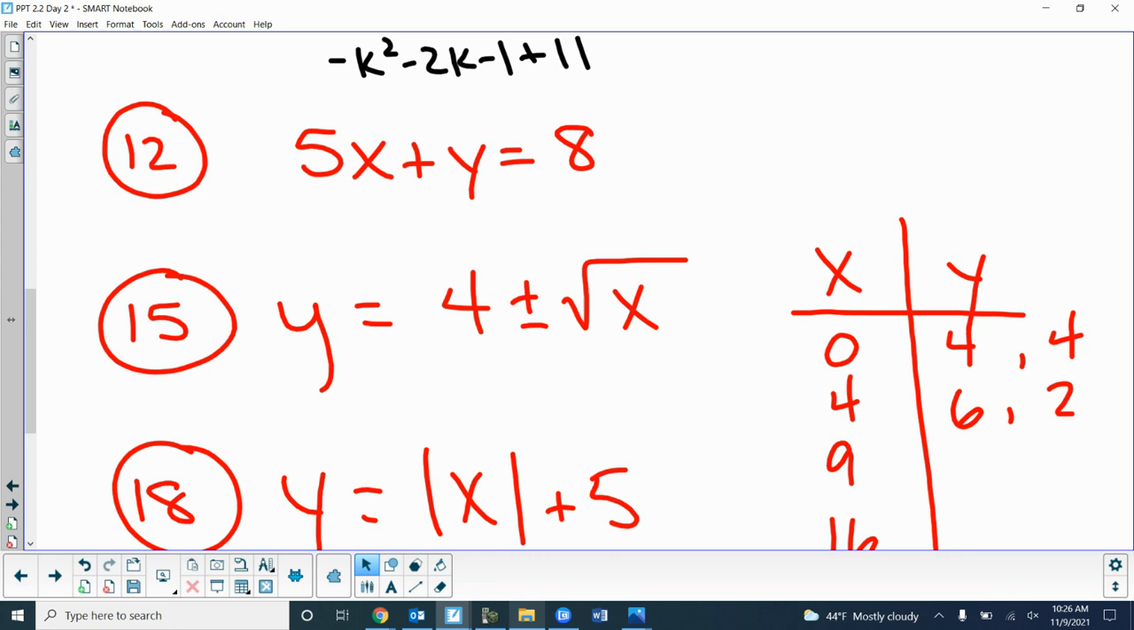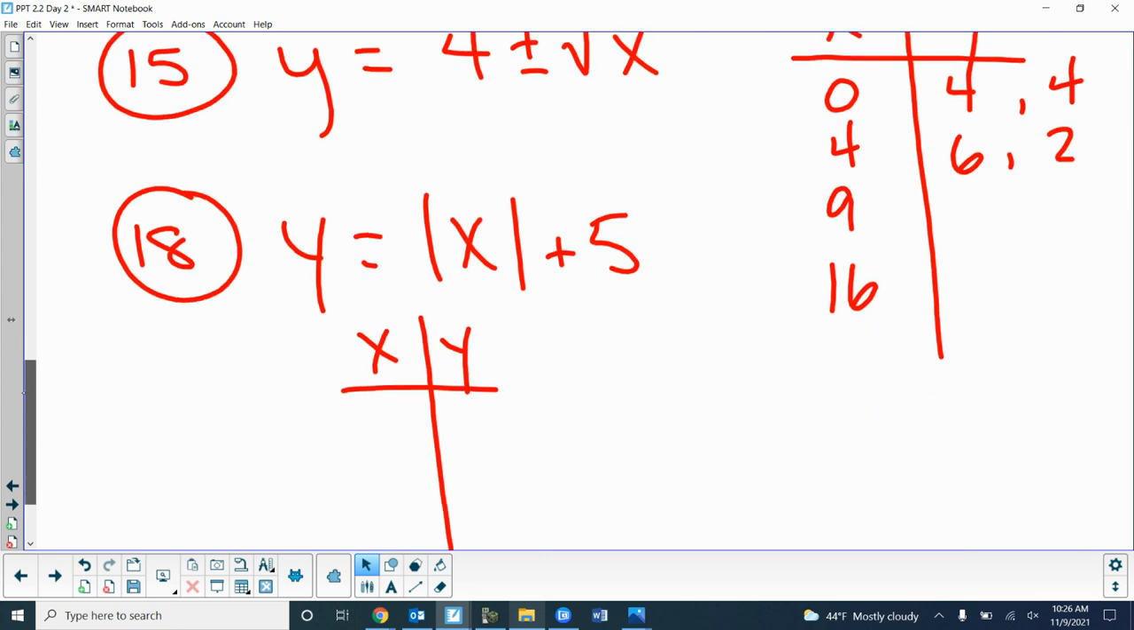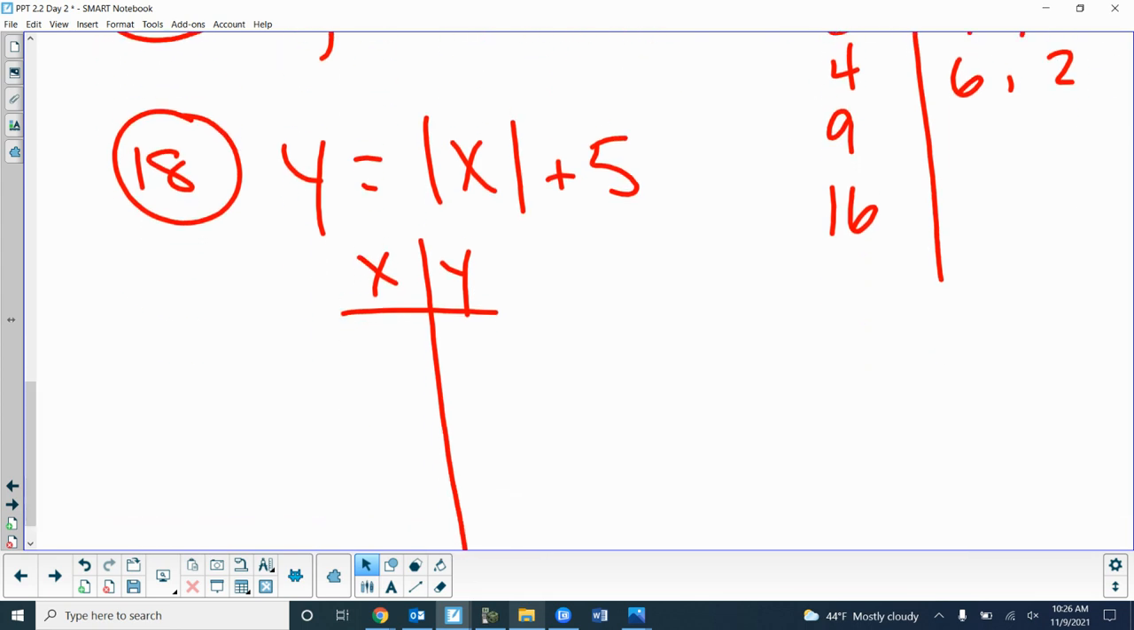But right here, when I put 4 in place of the X, I get 2 Y's, so it's not a function. Okay? For the absolute value, no matter what number I put in for X, I get a whole number. Or not a whole number, but a positive number.